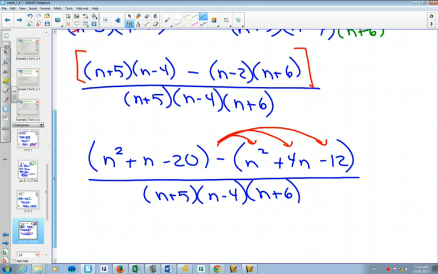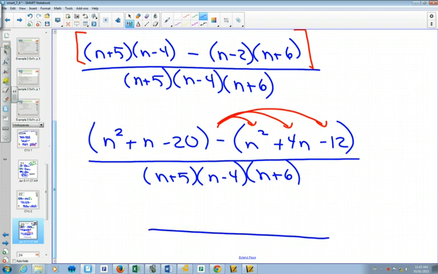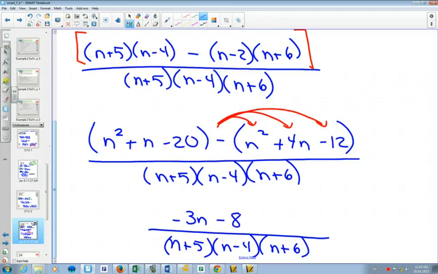And now we're going to subtract, and I've drawn the arrows there. We're still going to have n plus 5, n minus 4, n plus 6 on the bottom. And on the top, n squared minus n squared is going to go away. n minus 4n is going to give us negative 3n. And negative 20 minus a negative 12 will give us negative 8, because that's negative 20 plus 12. There are tons of places where you can make a small error and come up with a little mistake.